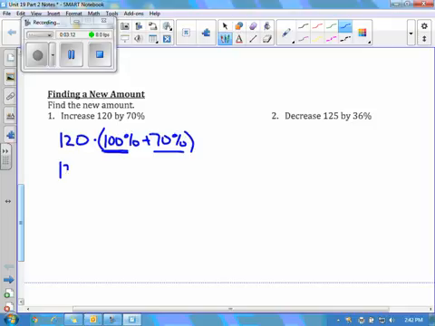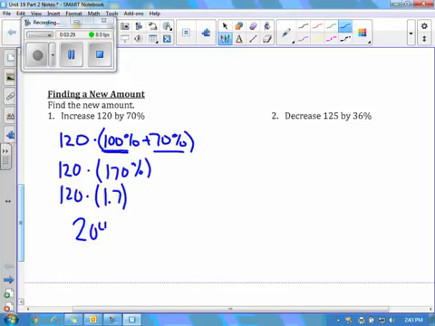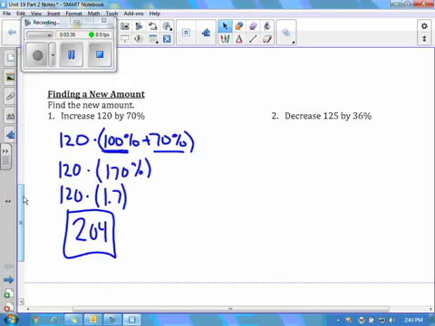So when I work this out, I'll get 120 times, this is 170%. To actually multiply those, I need to turn 170% into a decimal. So that's going to be 1.7. So 120 times 1.7 is going to give me 204. So you can always go back and see if it makes sense. I'm increasing 120, so my number needs to be higher. I'm increasing it by 70%, which is a little bit more than half. Okay, so this 204 makes sense.